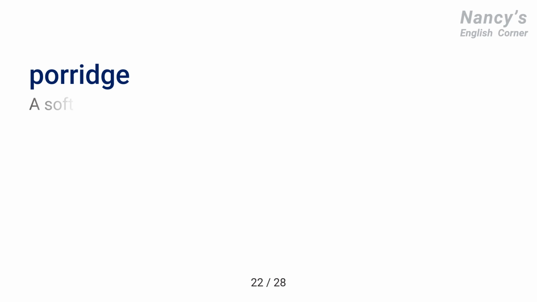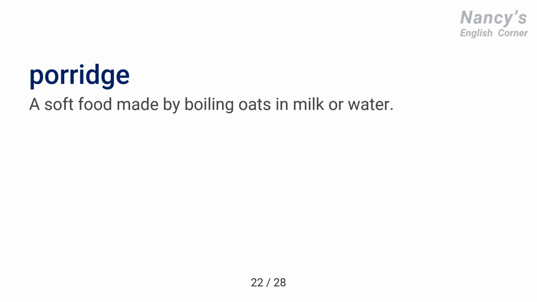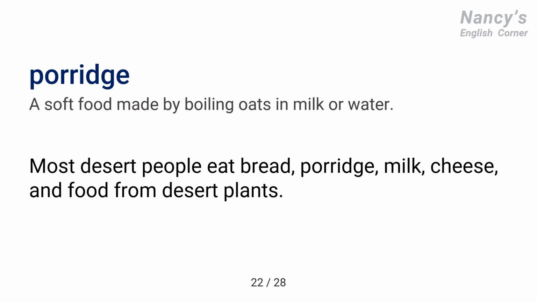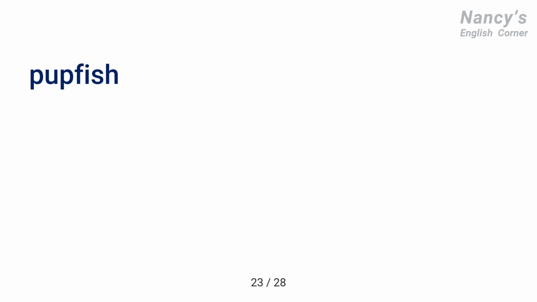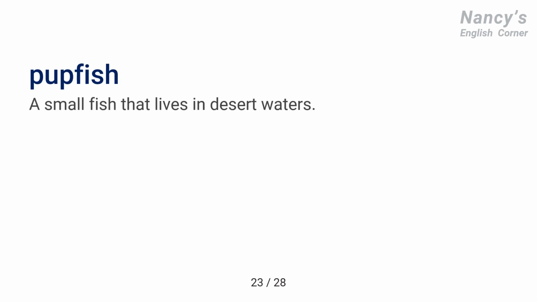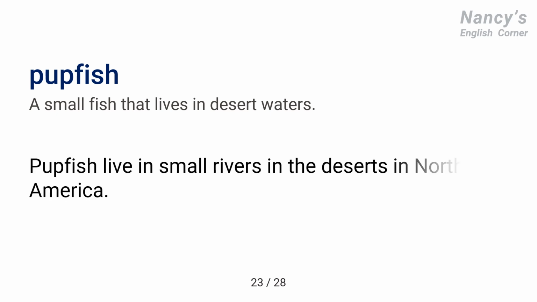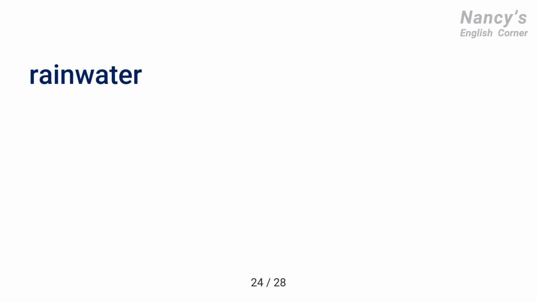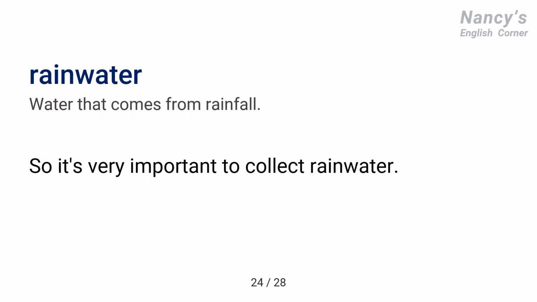Porridge, a soft food made by boiling oats in milk or water. Most desert people eat bread, porridge, milk, cheese, and food from desert plants. Pupfish, a small fish that lives in desert waters. Pupfish live in small rivers in the deserts in North America. Rainwater, water that comes from rainfall. So it's very important to collect rainwater.